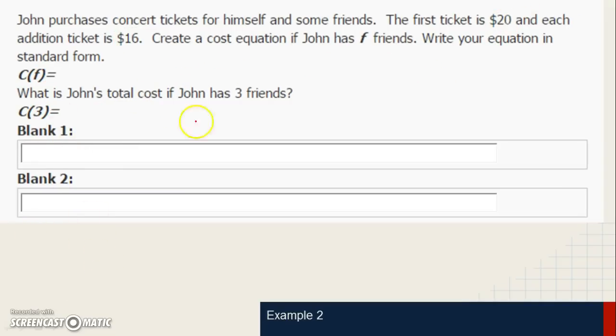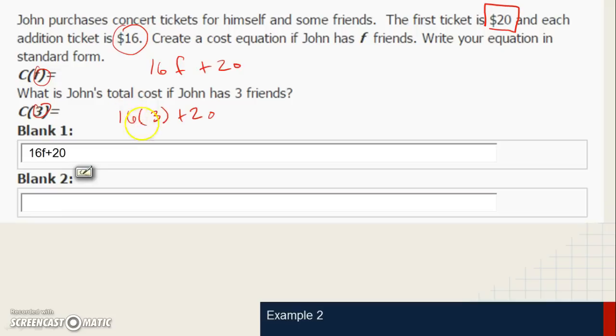Next example. I've got 20 here, so the first ticket is $20, and each additional is 16. That means that I have 16 for every friend, plus 20 to begin with, and I can just type that in, 16 per friend, plus 20 constant, and then I can evaluate. I take out the F, I plug in 3, and I have 16 times 3 plus 20. 16 times 3 is going to be 48, and then I add 20 to it, which is going to be 68. If you need to do side work for that math, that's fine. I just did this in my head because I wrote the problems. I know what it's going to be.